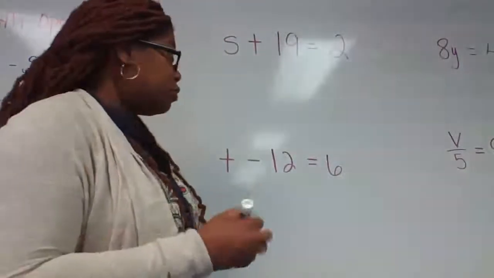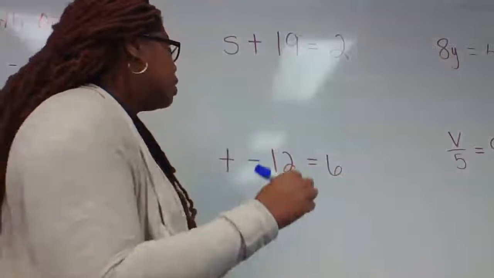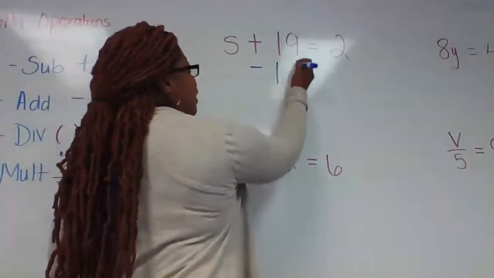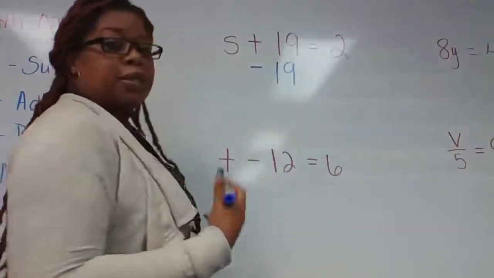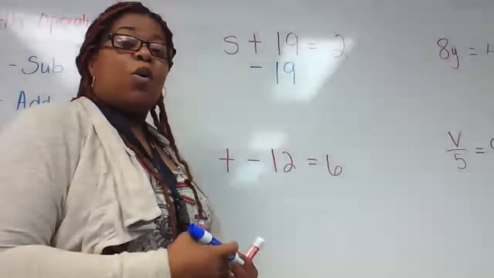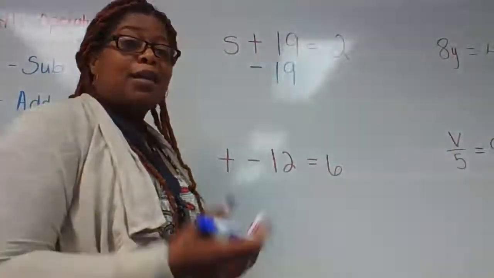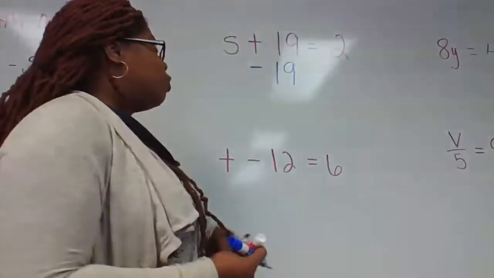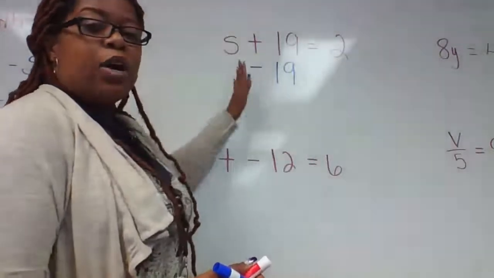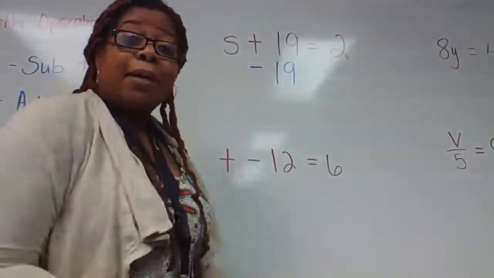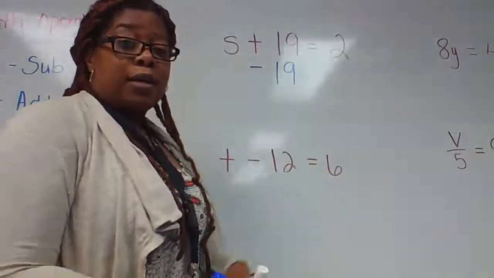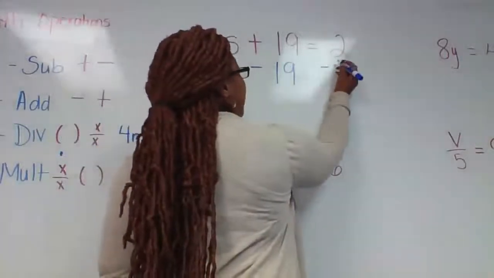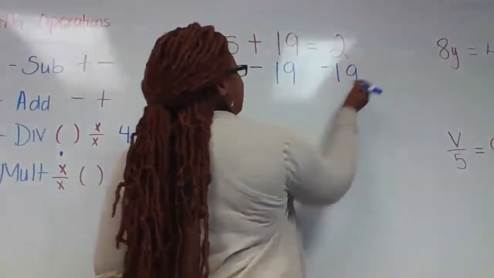So here, I'm going to use another color so we can signify that we're doing something. We are going to get rid of 19 by simply subtracting or taking the opposite. So the opposite of positive 19 is negative 19, or the opposite of plus 19 is minus 19. See, it's the same thing. What we do on the left side of the equal sign, we have to do the exact same thing on the right side. So since we subtracted 19 here, we have to subtract 19 on this side of the equal sign.